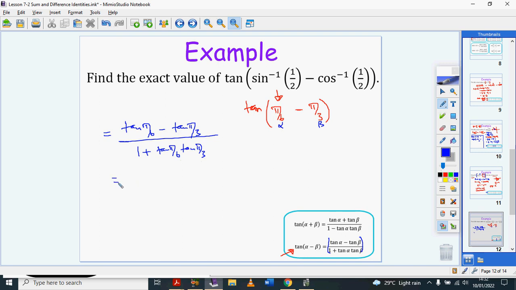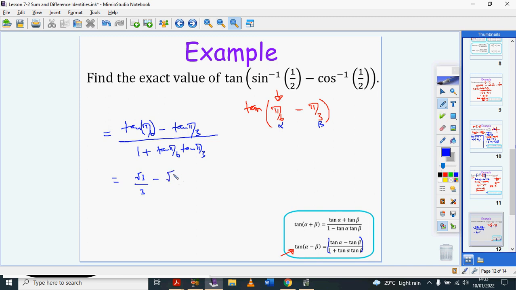I hope we remember that the tan of 60 degrees is root 3, right? And the tan of 30 degrees is root 3 over 3. Hope you guys remember that. All of this divided by 1 plus tan of 60 is root 3 times tan of, sorry, what am I doing? Sorry guys, I kept saying 60 instead of 30 and 30 instead of 60. Okay, this is 30. Tan of 30 is root 3 over 3.